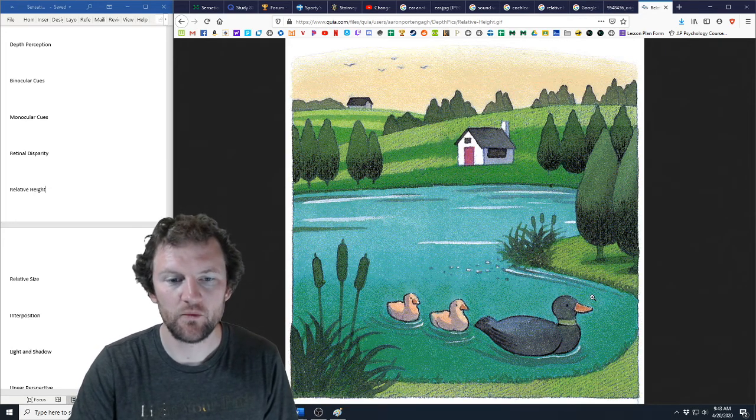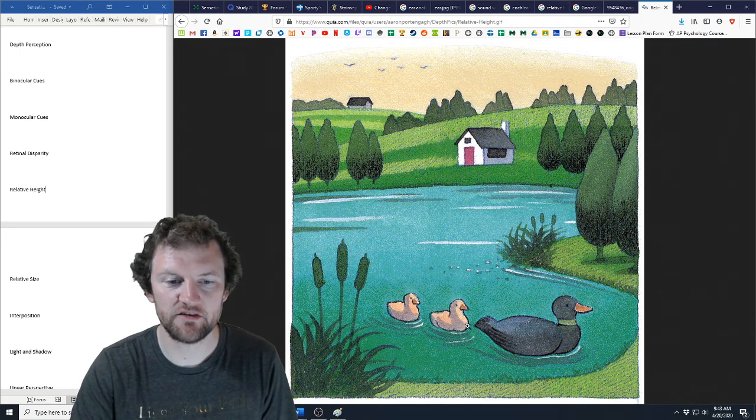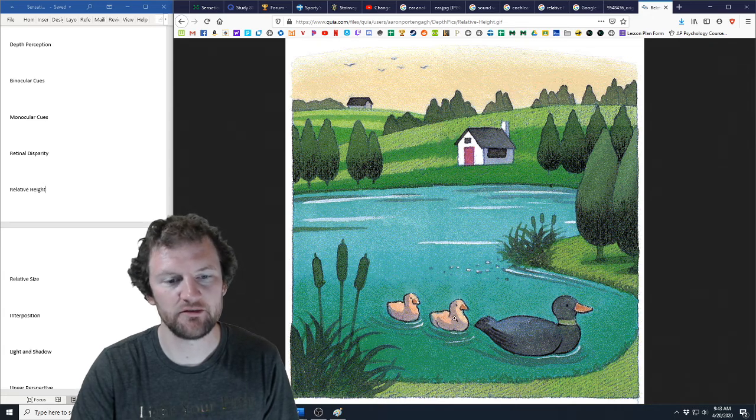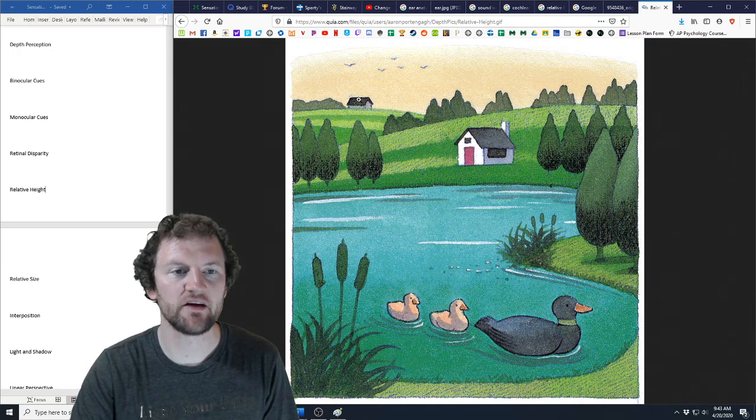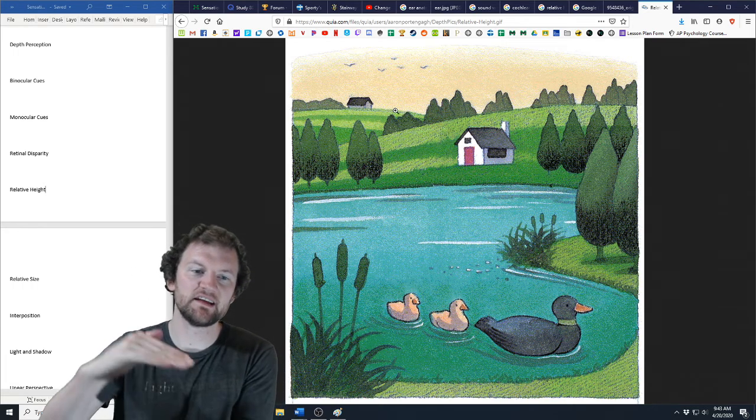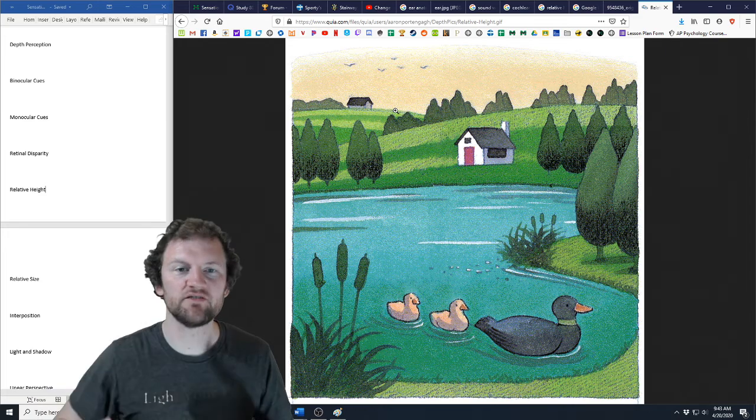Same thing here, we perceive this duck, this black duck, which is the lowest in the picture, to be the closest to us, and these 2 ducks we perceive to be farther away. This duck is closer, this duck is farther, and then this house is farther, and that house is even farther. Because as they get higher up in the visual field, we perceive it as depth.